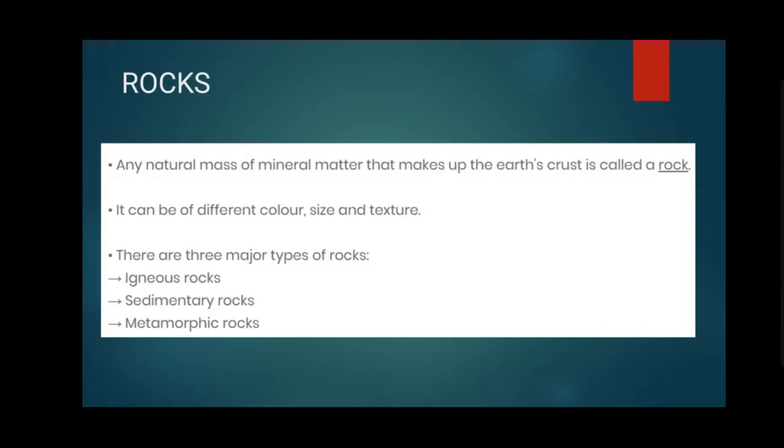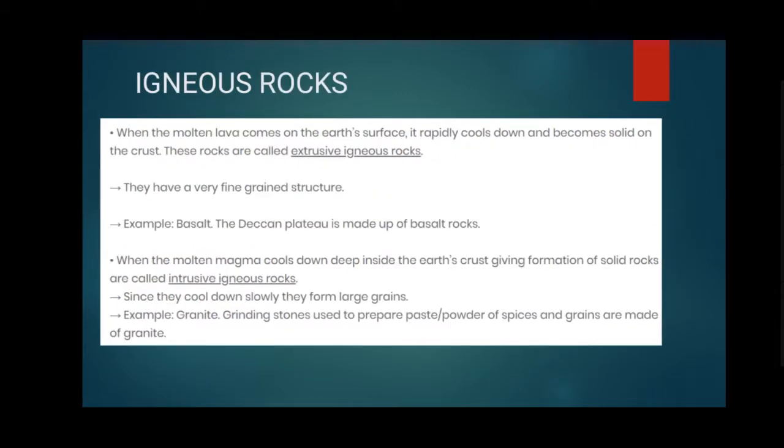Okay. Next, there are three major types of rocks. The first one is igneous rock, second one is sedimentary rock, and the third one is metamorphic rock. Now we are going to see about this one by one. First, igneous rock. So, igneous rock is classified into two: extrusive igneous rocks and intrusive igneous rock. Okay children, so first we are going to see about extrusive igneous rock.